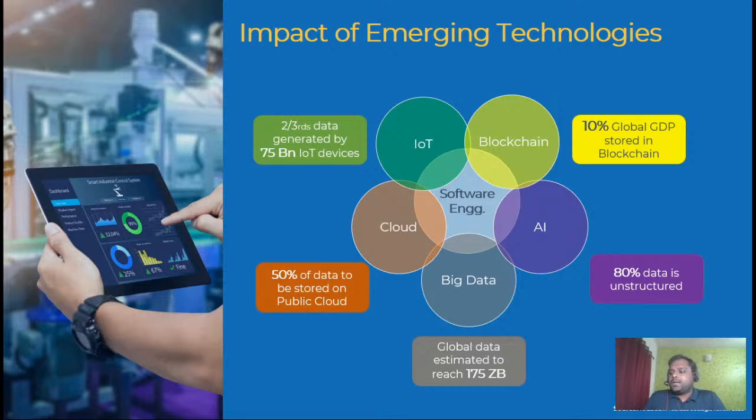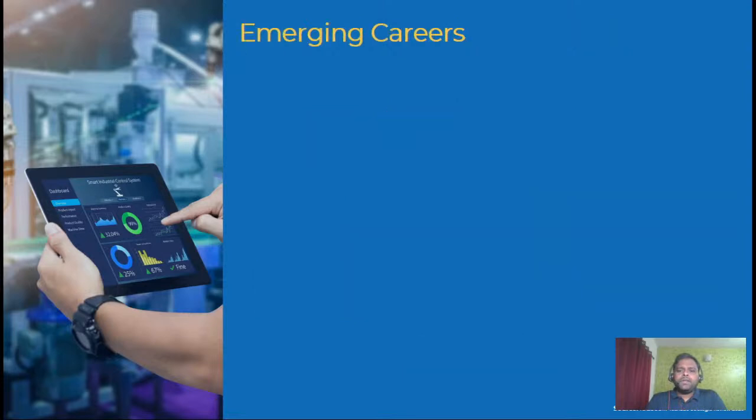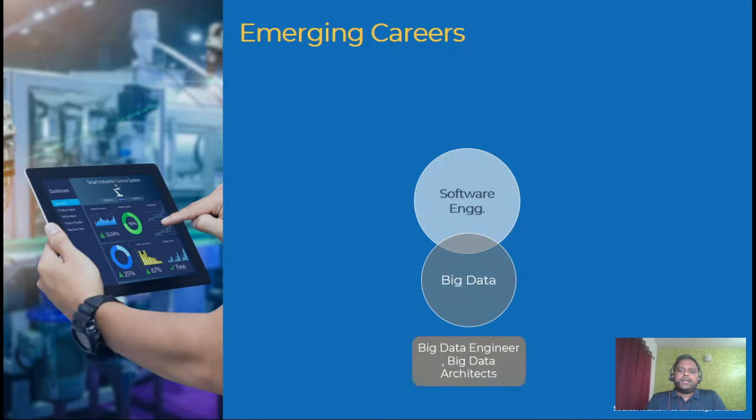So in a nutshell, these are not small technologies. These are large-scale technologies which are having a lot of impact, and we are already seeing the fruits of these technologies. Now coming to the key aspect: okay, these technologies are great, but how are they impacting software engineering? That's the question we're trying to address here.